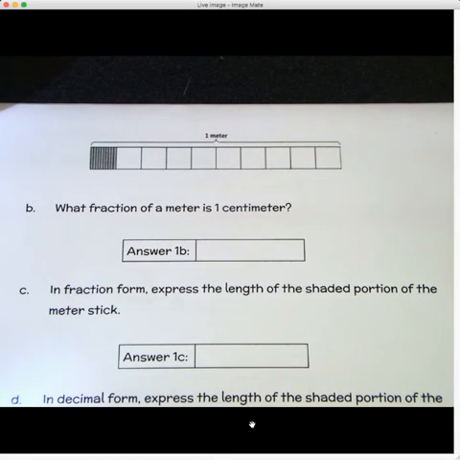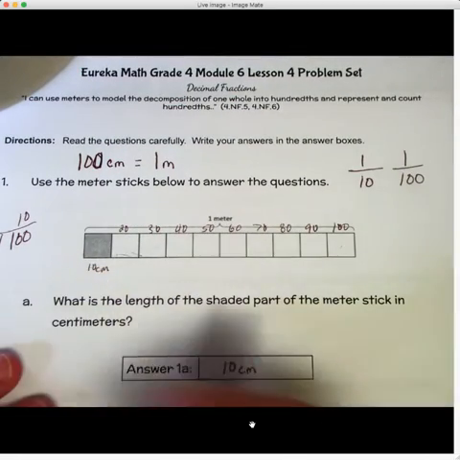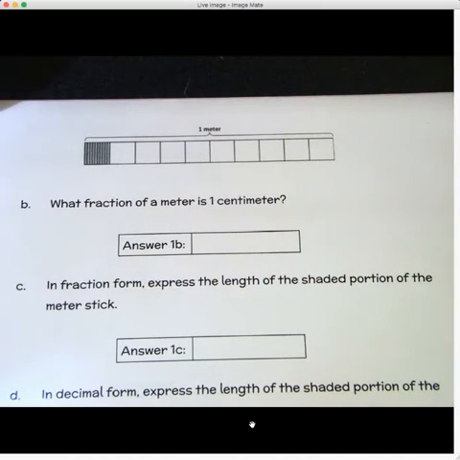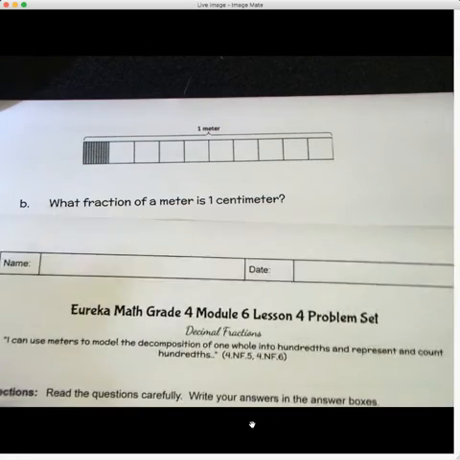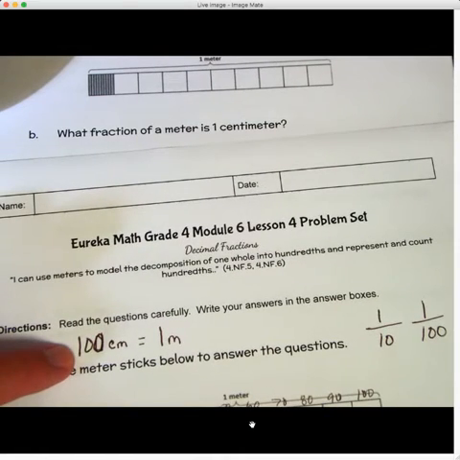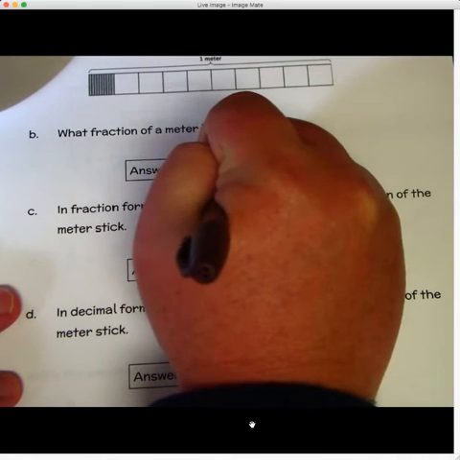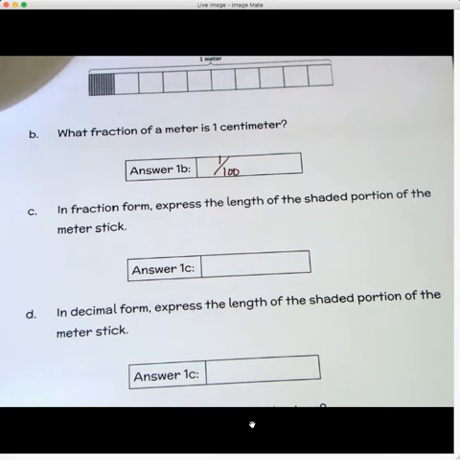Now, part B says, what fraction of a meter is 1 centimeter? So now look, this is 10 centimeters. We said that's 1/10 of a fraction, but this time we don't have 10 centimeters. We have 1 centimeter. How many centimeters are in 1 meter? There's 100 centimeters in 1 meter. So if we only have 1 centimeter, we have 1 out of 100, or 1/100th, is how we write that. 1 out of 100. What fraction of a meter is 1 centimeter? It's 1 out of 100 or 1/100th.